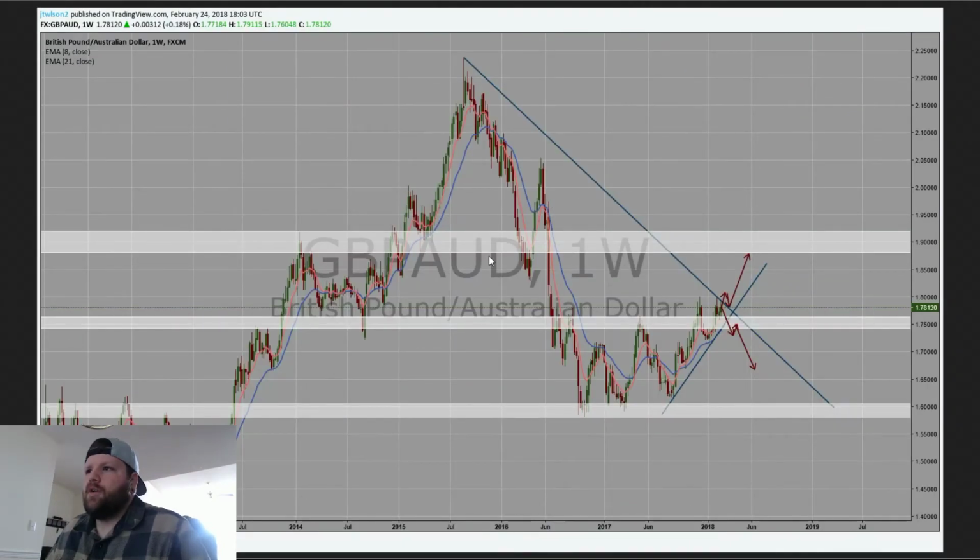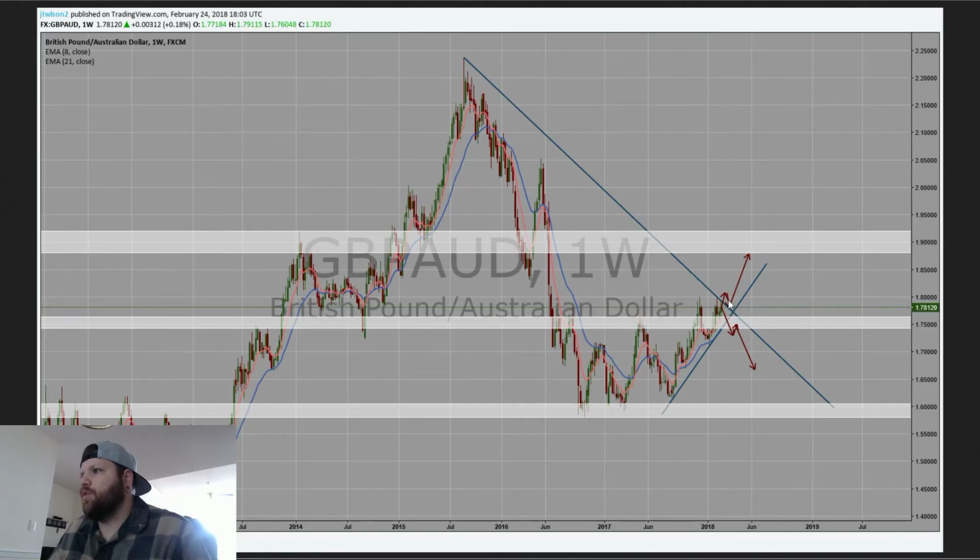And finally, chart number 10 will be GBP AUD. As I alluded to earlier, we do have 2 trend lines drawn, 3 supply and demand zones drawn. Price last week retested the supply and demand zone in the middle and is currently retesting a trend line to the upside as well. So as this wedge closes in on where price is, we're looking for price to break out of this wedge either to the upside or the downside.